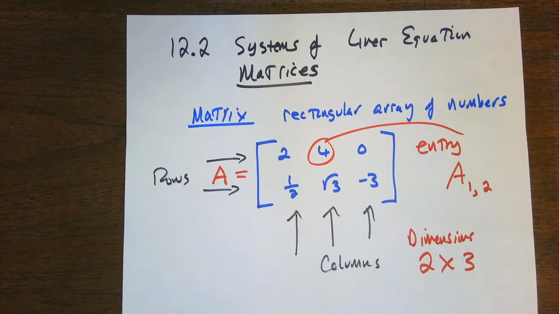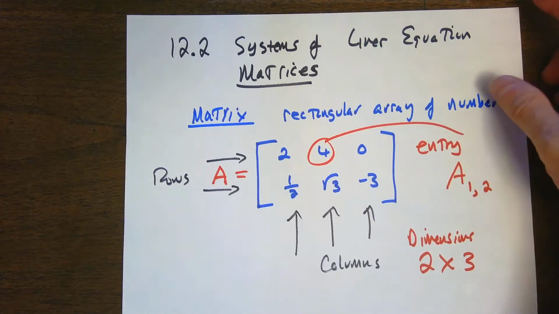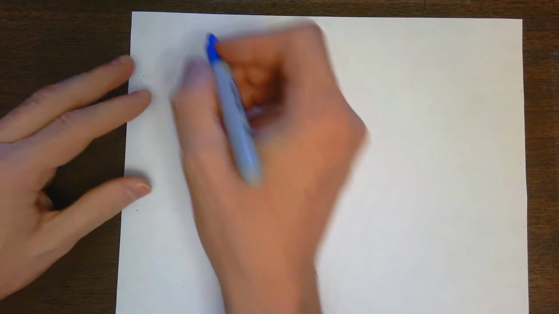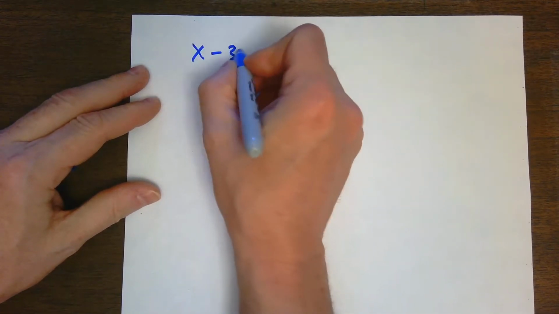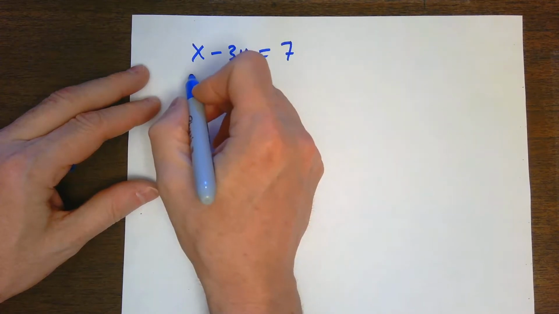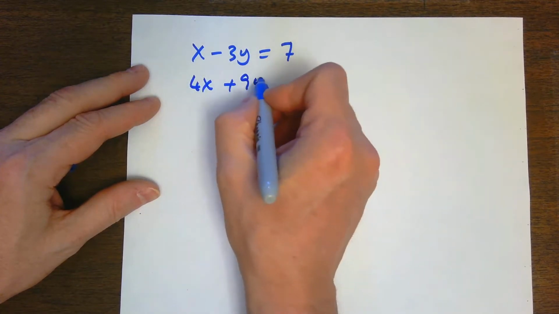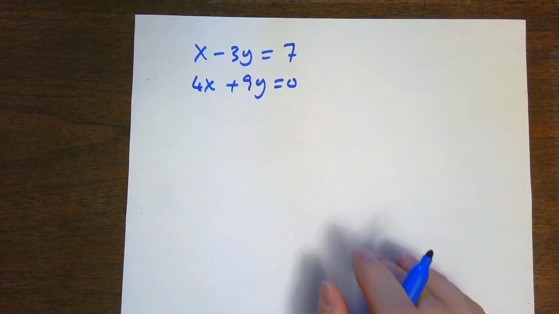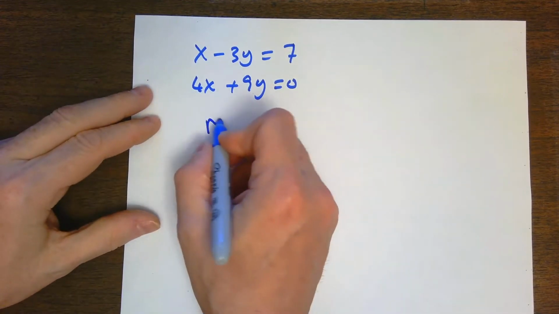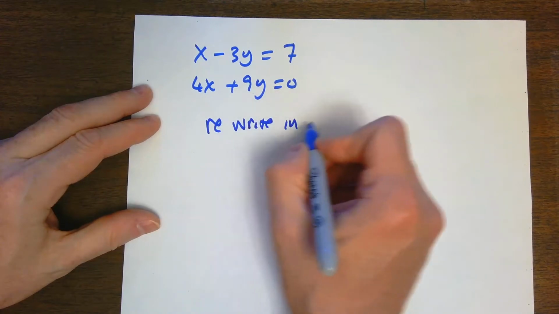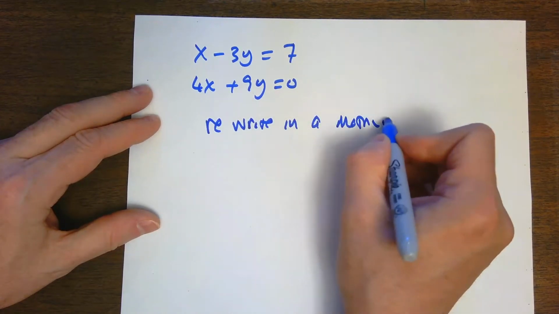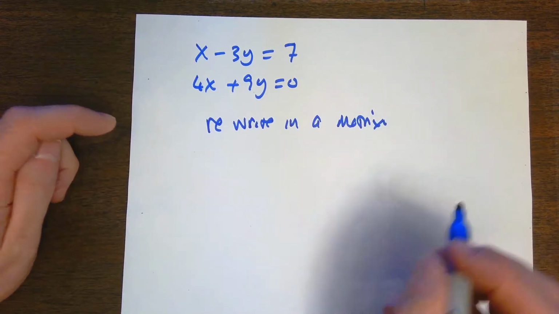But what we're going to do is take our systems of equations and write them in matrix form, and then use some matrix operations. So a couple of steps to tonight's lesson. The first one is going to be just taking a look at a system of equations. For example, something like x minus 3y equals 7, and 4x plus 9y equals 10. And I'm going to rewrite this in a matrix format.